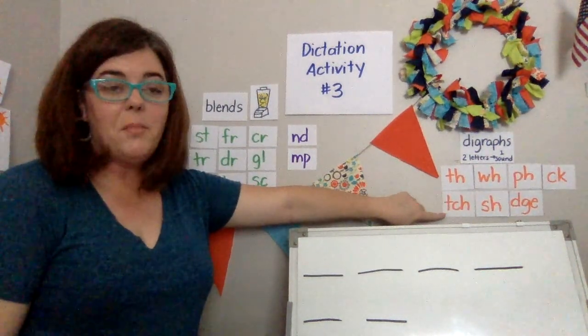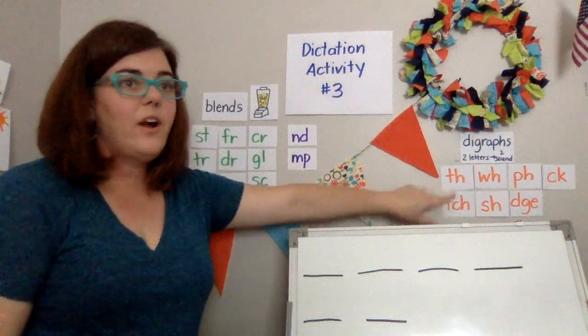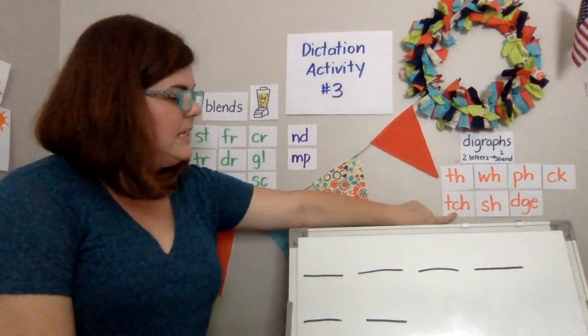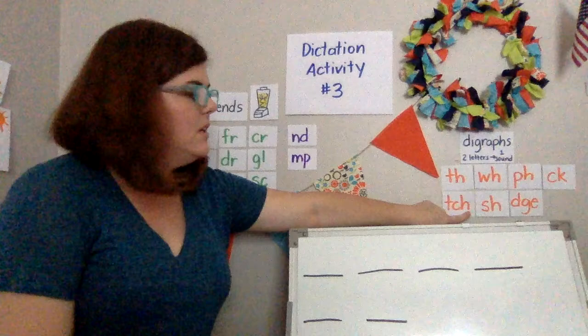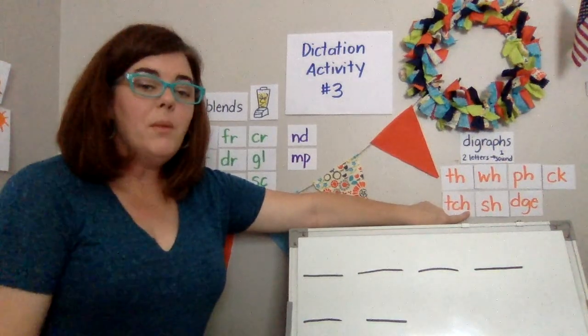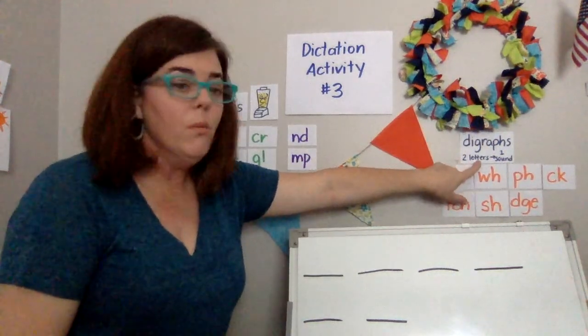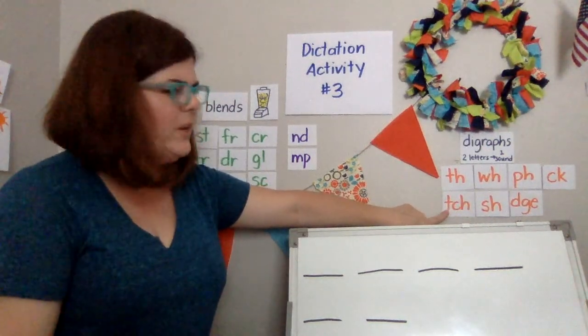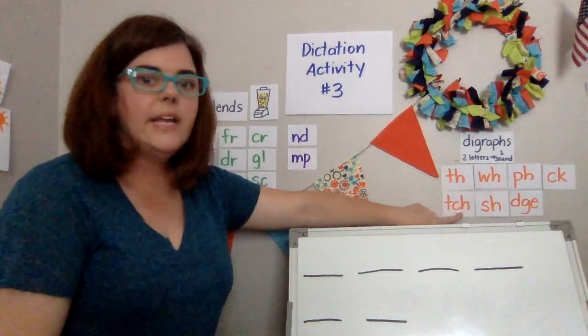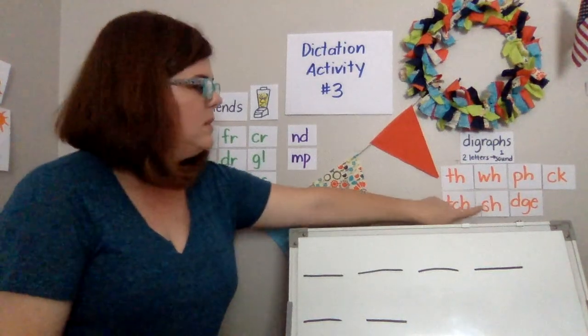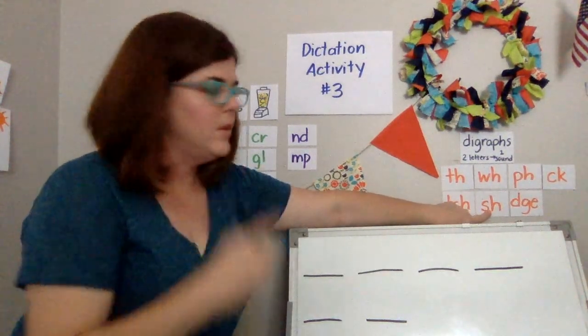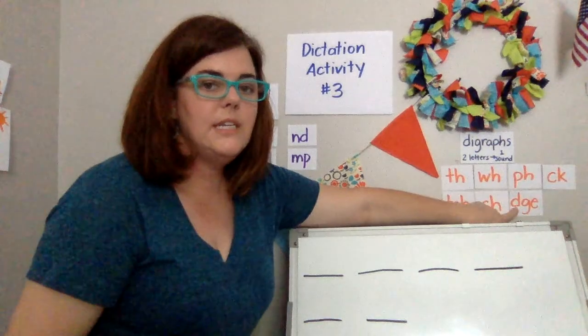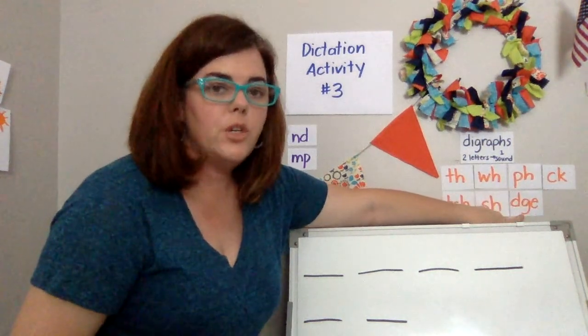I have added a couple of digraphs to our digraph collection here. The TCH says ch. Remember, a digraph is when 2 or more letters, because this one has 3, makes only one sound. So we don't hear t, k, h. It's ch, a new sound. Sh or j. DGE says j.